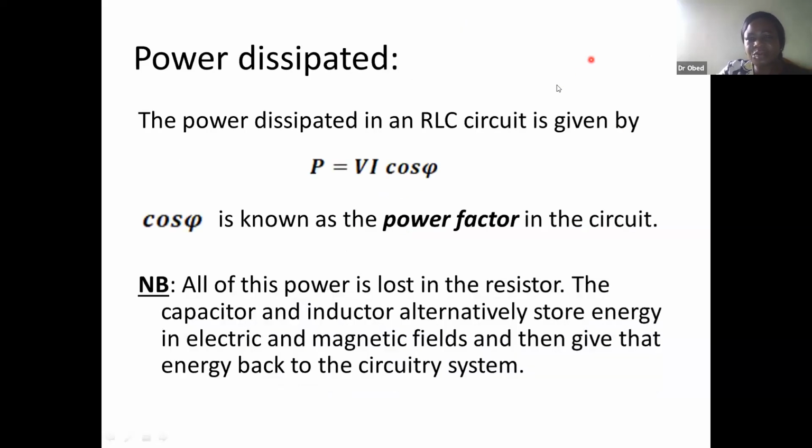So there is something we call power. Okay, so that's fine. The power dissipated in an RLC circuit is given by P equals VI cos phi. We'll still look at how we came about this. Let's go on to the next slide.